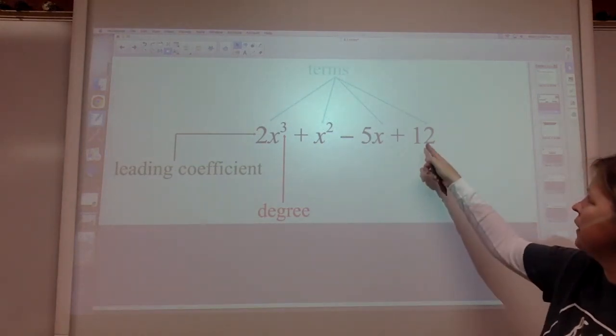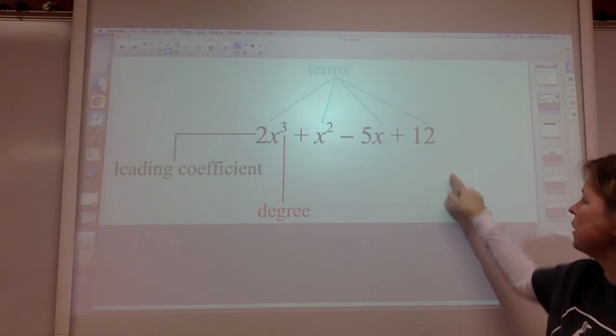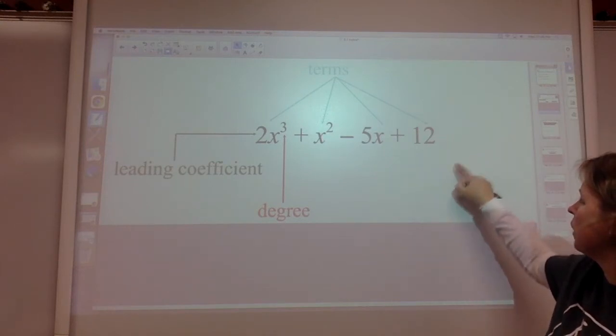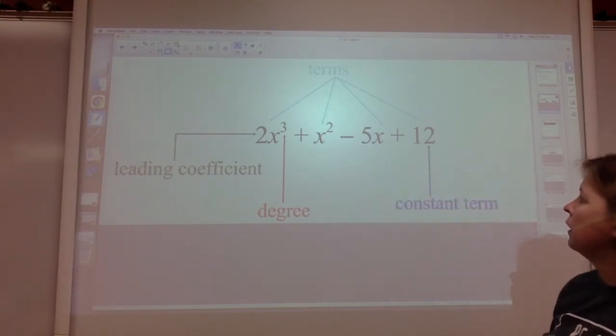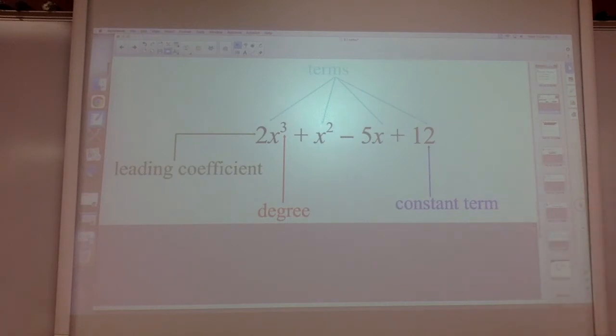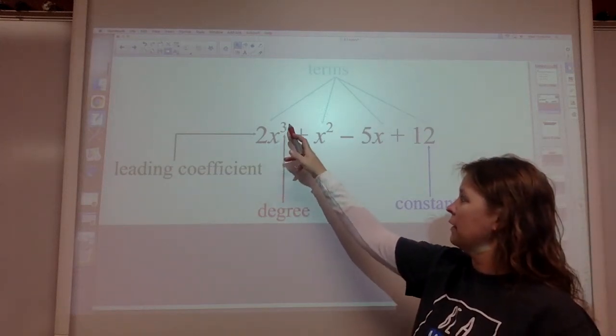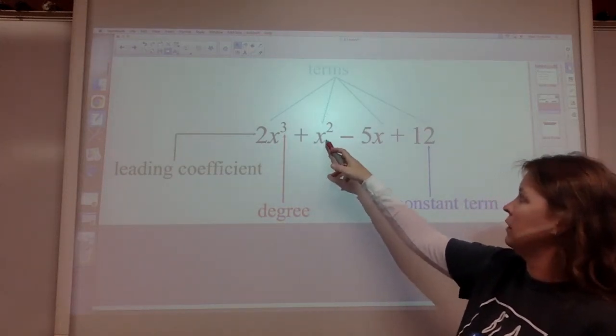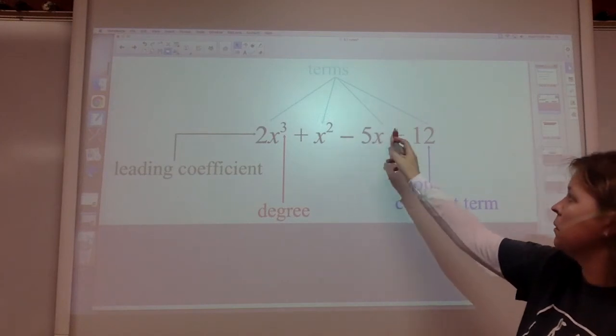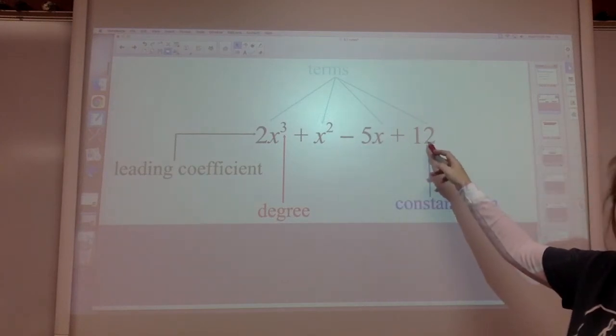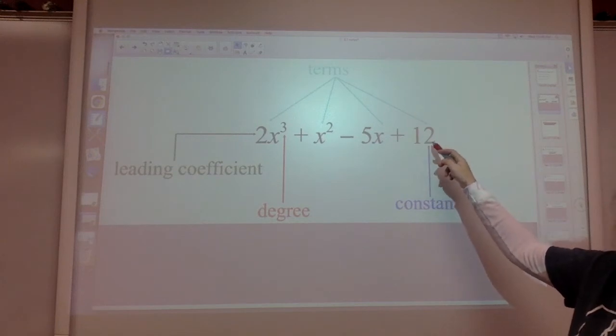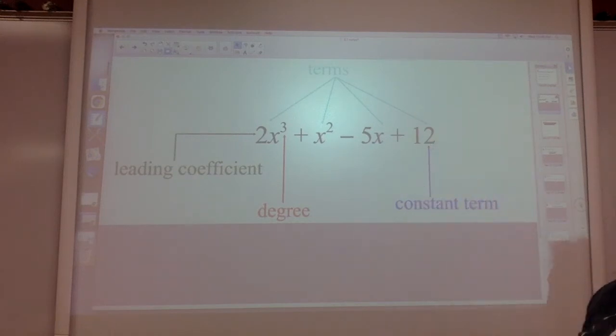And then lastly, at the very end, this 12 is over here by itself. That term is called a constant term. It never changes. If I said, what if x is 2? Well, if x is 2, then that's 8, and that times 2 is 16. If x is 2, that would be 4. If that was 2, that'd be negative 10. Doesn't matter. No matter what x is, this 12 does not change. So it's called a constant term.